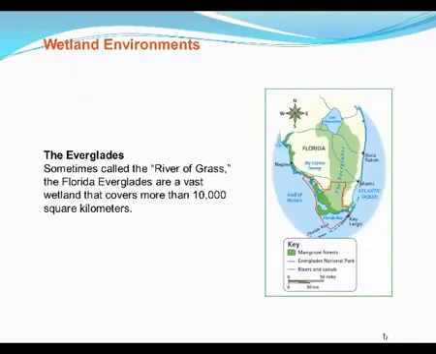The Everglades is a very important wetland. It's sometimes called the River of Grass. It's found in the very southern portion of Florida and covers more than 10,000 square kilometers. It's a very important environment at the boundary between the saltwater of the Atlantic Ocean and the Gulf of Mexico, and the fresh water that runs off of the land in Florida.